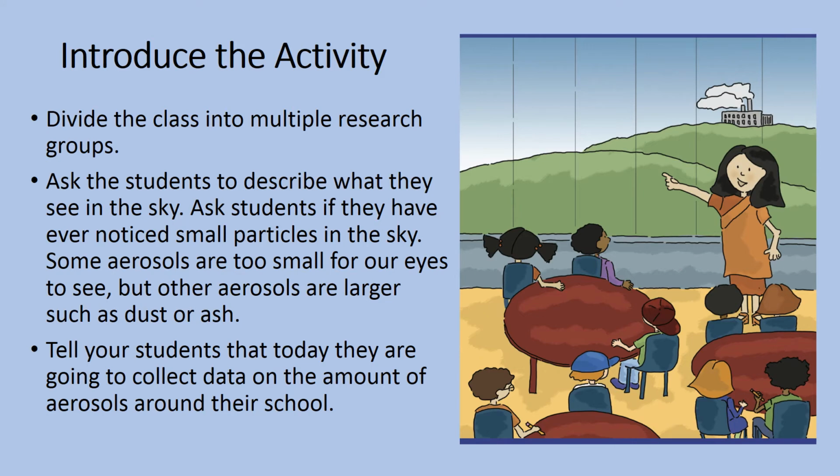So the first thing you want to do is introduce the activity to the class, divide the class into multiple research groups, and ask them to describe what they see in the sky. Ask them if they've ever noticed small particles in the sky, and say that some aerosols are too small for our eyes to see, but other aerosols are larger, such as dust or ash. And explain to them that today they can go outside to collect data about aerosols around their school.